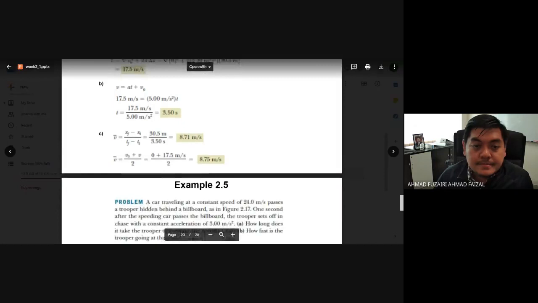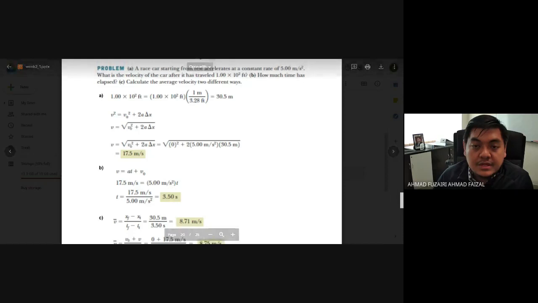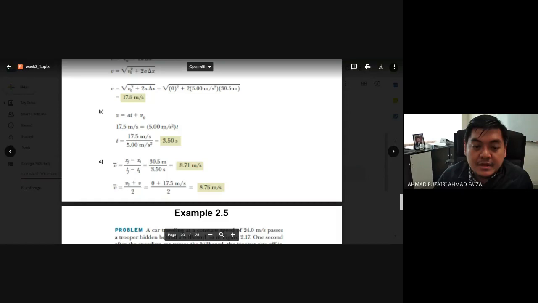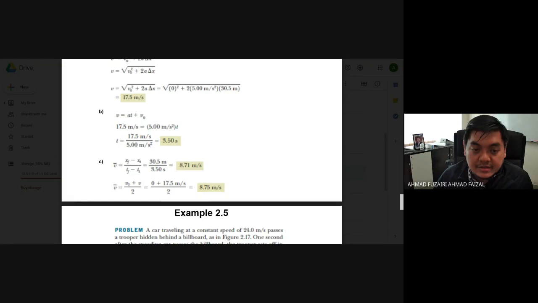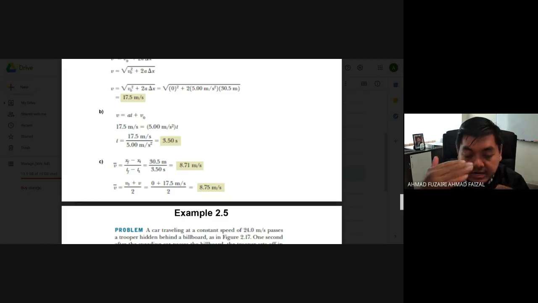So the last part: calculate the average velocity using two different ways. The first average velocity uses the change in delta x over the change in time. So xf minus xi is 30.5, and tf minus ti equals 3.5. In the end, you will get 8.71 meter per second. Look at how they perform the equations and the structure: they put the equation, substitute into the equation, and lastly obtain the final answer.